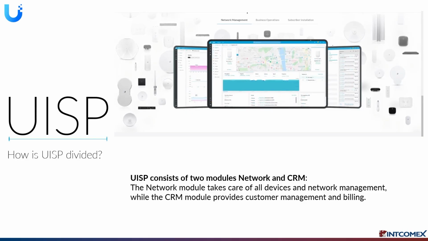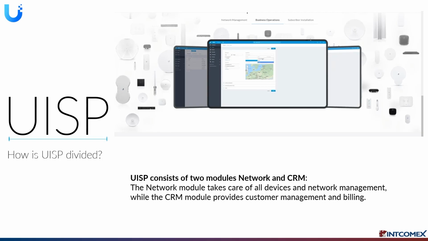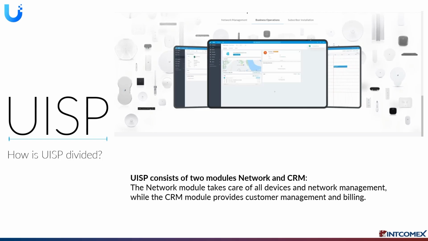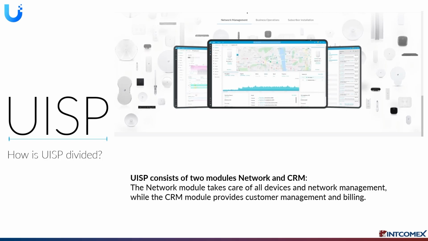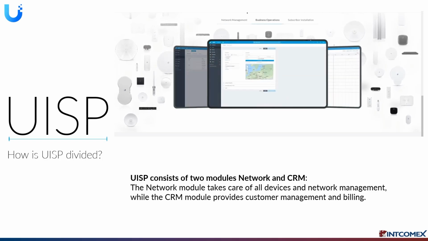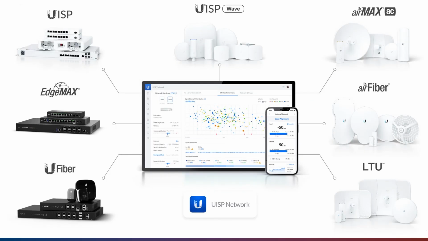UISP has two modules, Network and CRM. Network is all about equipment configuration and network management, and CRM is customer management, billing, etc. Here we can see the families that can be handled with UISP, like UFiber, AirMax, AirFiber, LTU, and of course UISP. It is an ecosystem similar to UniFi, but orientated to ISPs.